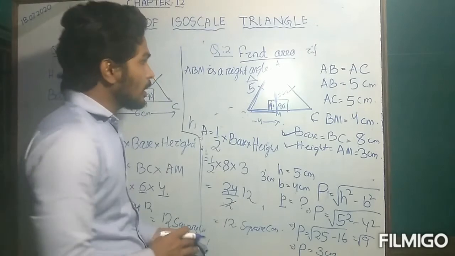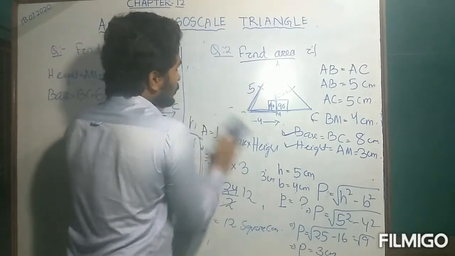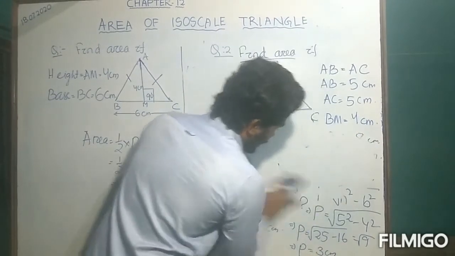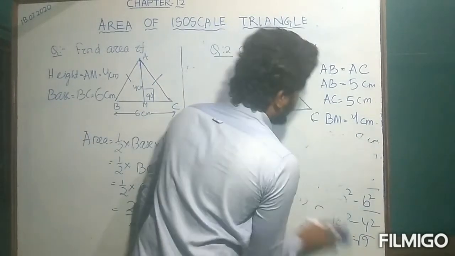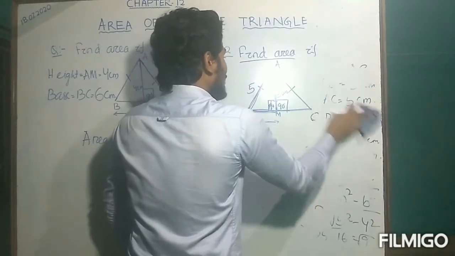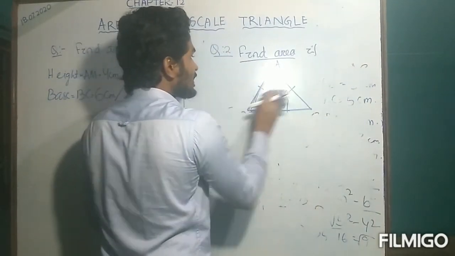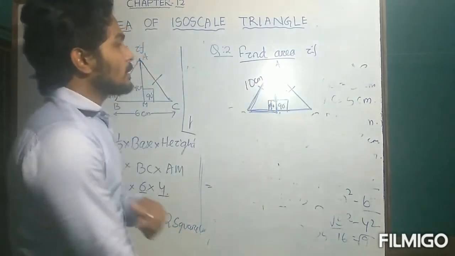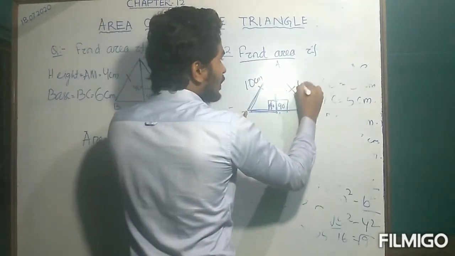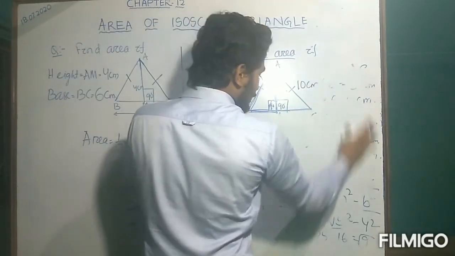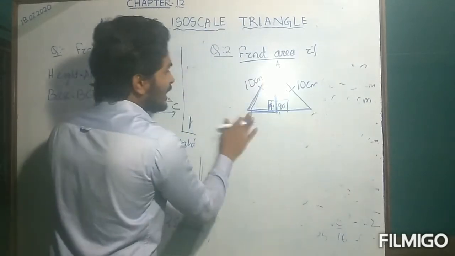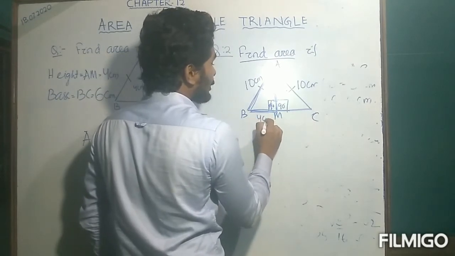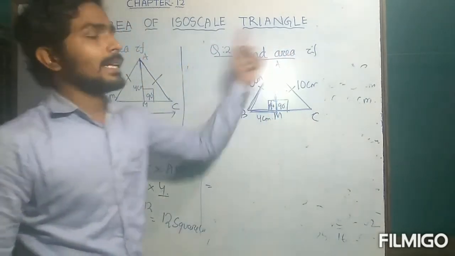Is it clear? So we can perform one more question like this. Suppose this is an isosceles triangle, and one of its sides is 10 cm. So if it is 10 cm, then the other will also be 10 cm. And if BM is 4 cm, then find the area.